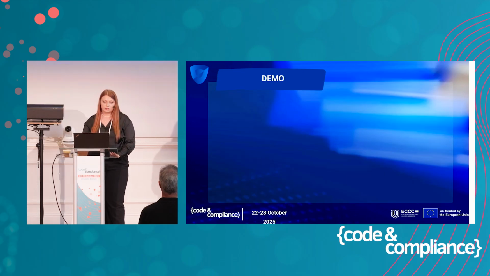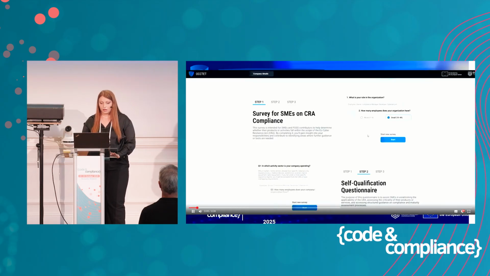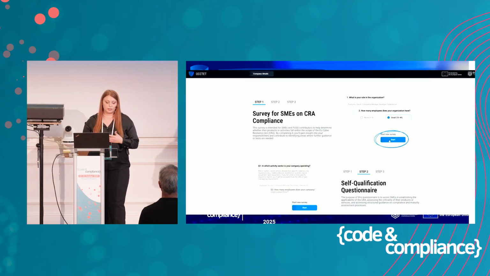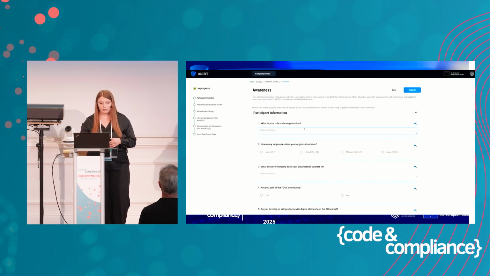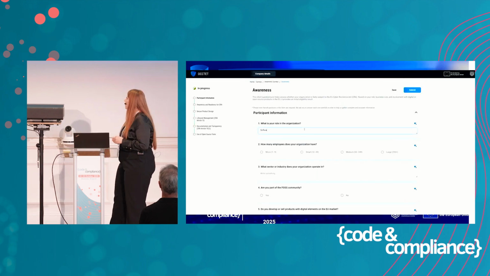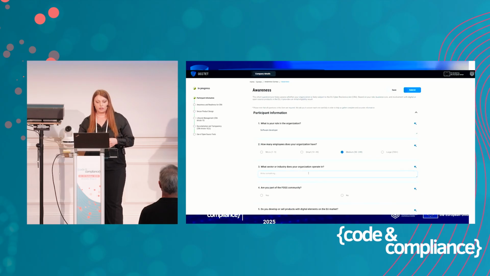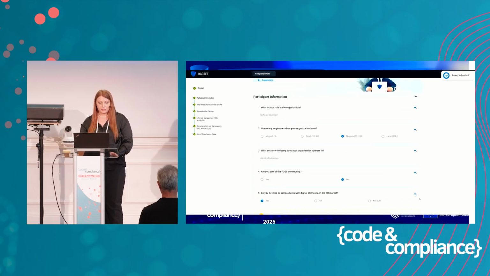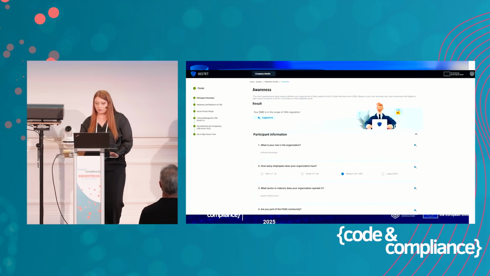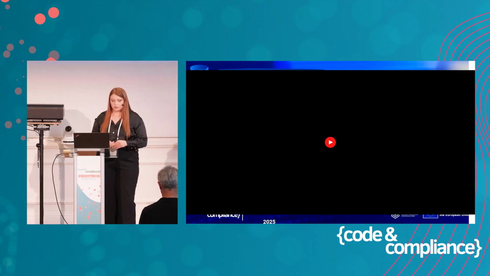The platform has 3 surveys. It's recommended to do them in order. The first survey is awareness. The interface is simple and intuitive. Questions may have a single choice answer or allow free text input. If your company falls under the CRA regulation, you need to do the next survey, the self-qualification questionnaire. This helps you assess the importance and criticality of your products.